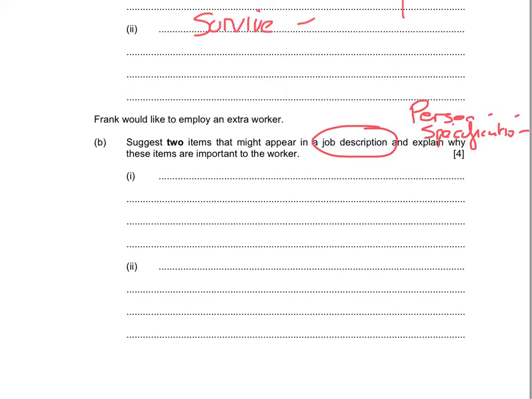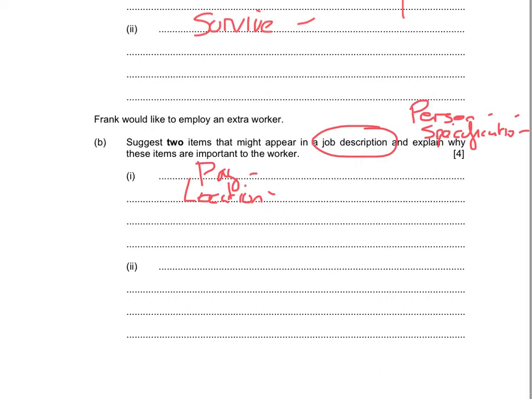So with a job description, there's a couple of things that might appear. One might be the pay, and you'd write pay. Then you'd say this would be important to workers because they want to know how much they're going to get paid to see whether it's worth taking on that job. Just any old rubbish like that will get you the mark. Another thing, instead of pay, you might say they might want to know location, because the worker wants to make sure that it's near where they live, because they don't want to drive a long distance.